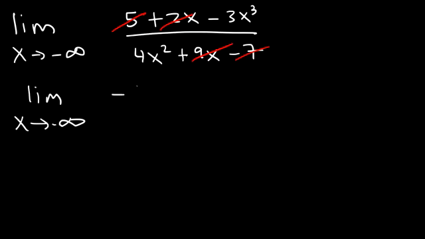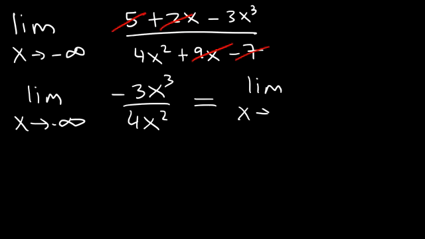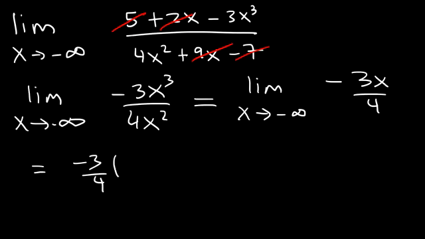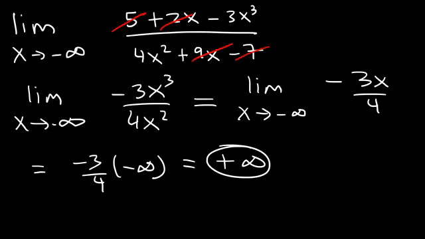So this simplifies to negative 3x cubed over 4x squared, which you can reduce to negative 3x over 4. And so the answer is going to be negative 3/4 times negative infinity, which becomes positive infinity. And you could check it. If you plug in, let's say, negative 1,000 into this equation, you should get a very large positive number.